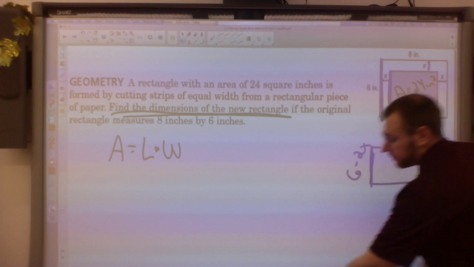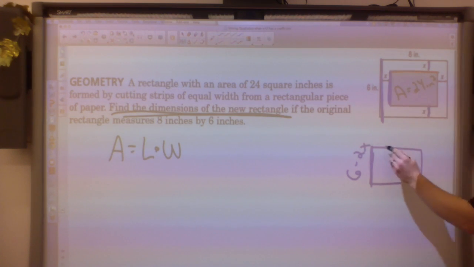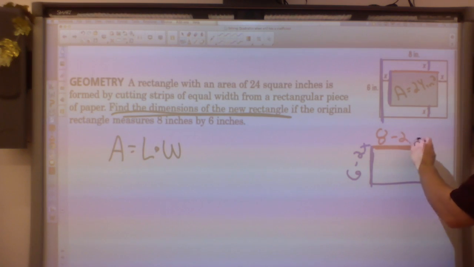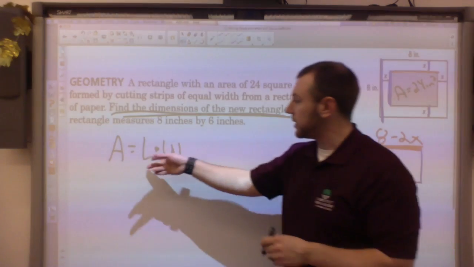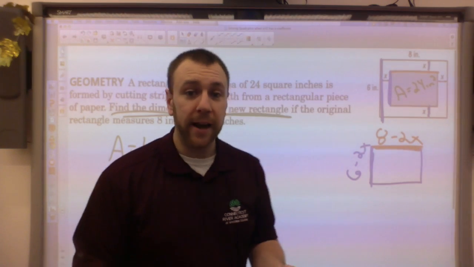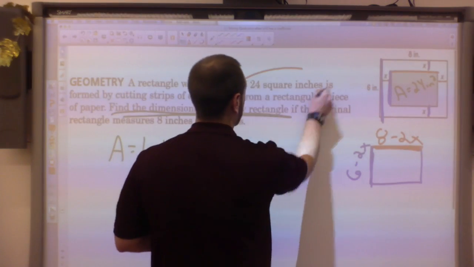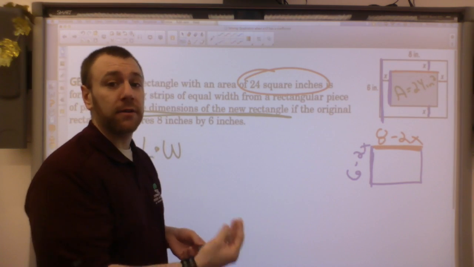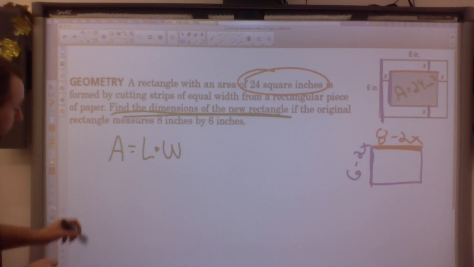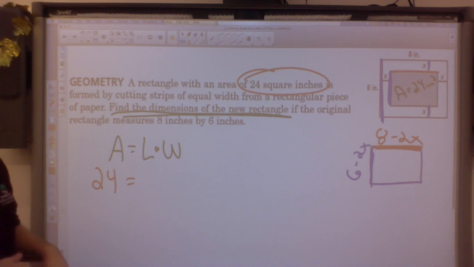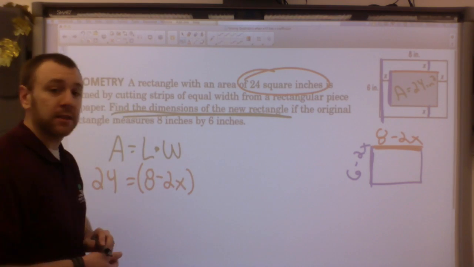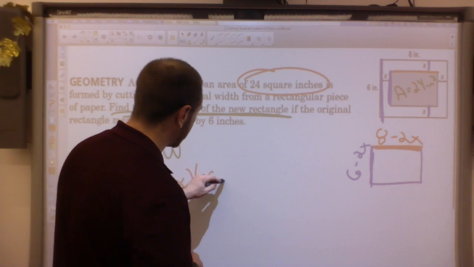I can do the same thing for the horizontal piece. Well, it's not 8, because I cut off x's on both sides. So really this is 8 minus 2x. So I found my length and I found my width. What's my area? Well, it tells me my area is 24 square inches. So I'm going to take that and plug it into my area formula: 24 equals my length, 8 minus 2x, times my width, 6 minus 2x.